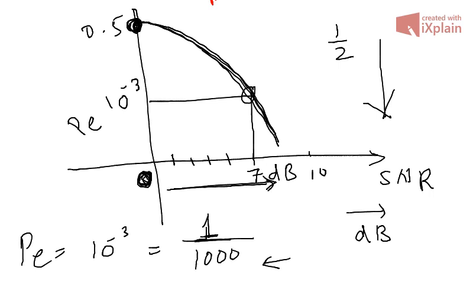So this is the bit error rate curve for antipodal signals. It looks like this. The bit error rate curve is a monotonically decreasing, continuously decreasing curve. Now we derive this bit error rate expression.